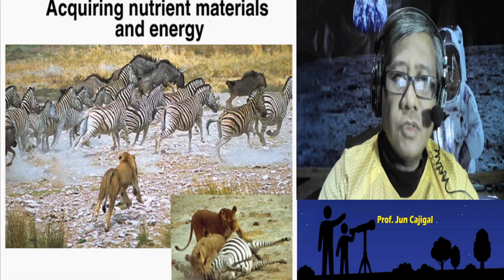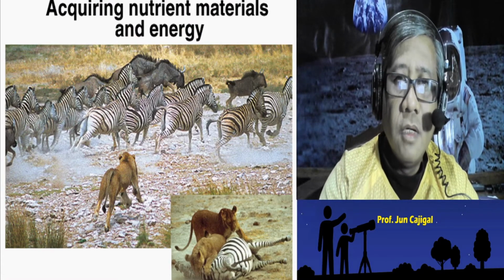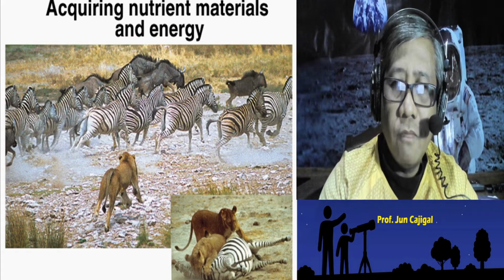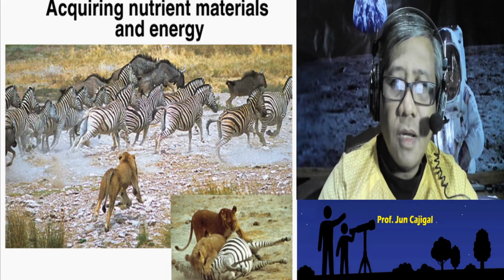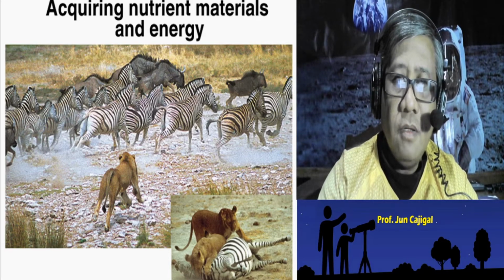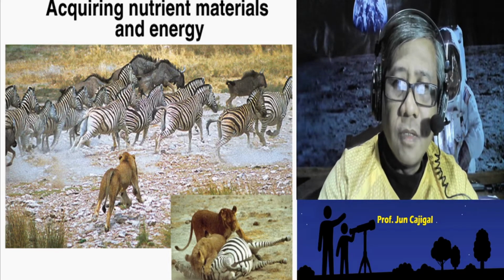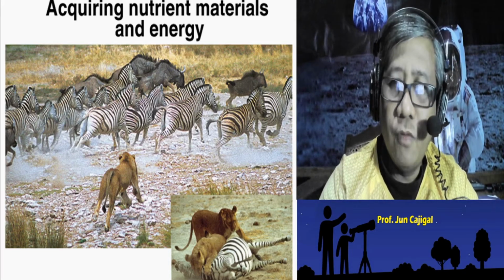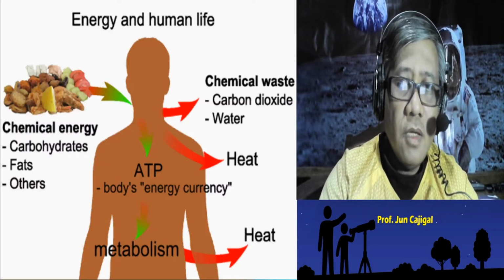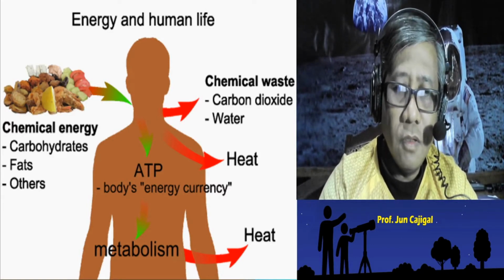Also, living things possess the ability to acquire nutrients and energy. So we have to eat. In the case of animals, food contains energy. Plants obtain energy by harnessing the energy from the sun through photosynthesis. The energy from food molecules is converted into ATP.